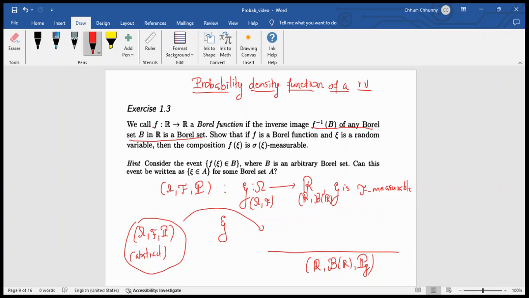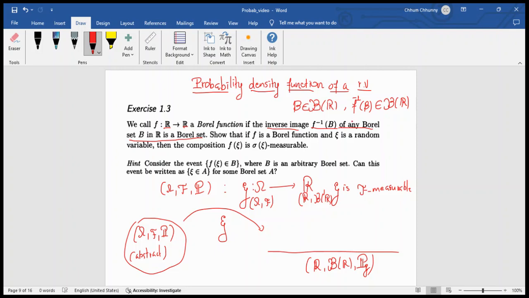We call a function f from R to R a Borel function if the inverse image f^-1 of B, for any Borel set B in R, is a Borel set. It means that B is an element of the Borel sigma algebra of R, and the inverse image of f on B is also a Borel set. This is the definition of a Borel function.